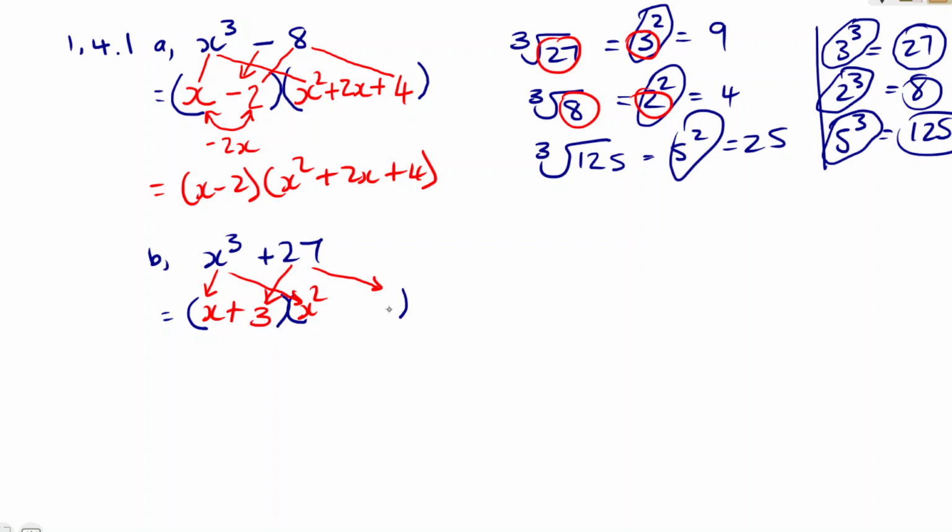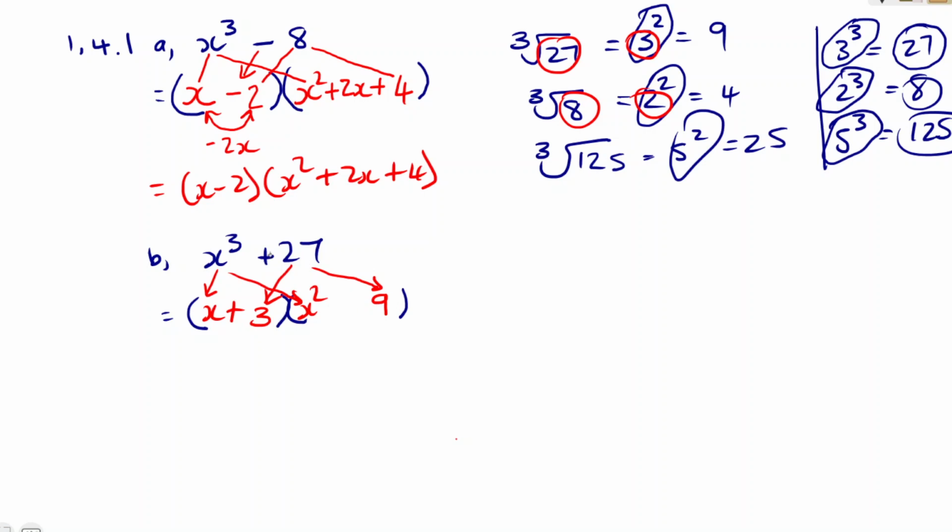Then what number must you multiply 3 by to get 27? I think it's 3, no, it's not 3, it's 9. Yeah, I think it's 9. So 3 times 9 will give you 27.